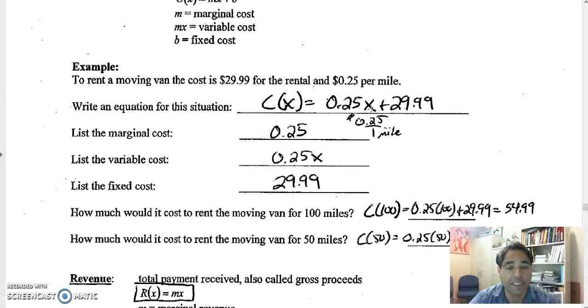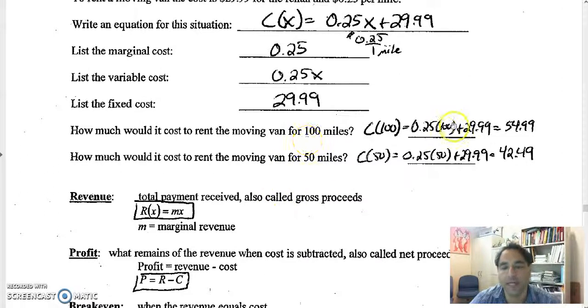Make sure you know your input and your output. Very important. The variable cost, again, is the slope and the x, is 25 cents x. And it's variable because it changes. So it's 25 cents per mile, depending on how many miles. And our fixed cost, the cost that doesn't change, is $29.99. Then we have a couple examples, being able to plug in 100. The cost for 100 miles would be $54.99. The cost for 50 miles would be $42.49.